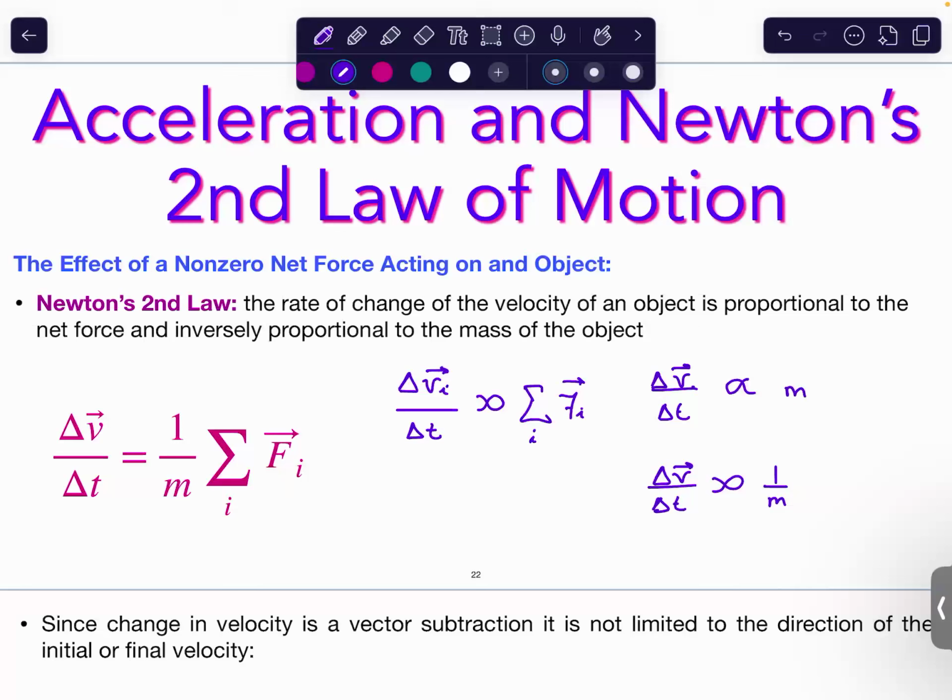The other way you can look at it is when your open end is to the right, that's inversely proportional to mass, or you could just write proportional to 1 over mass. They both mean inversely proportional.